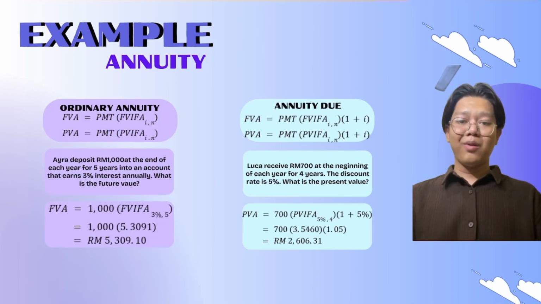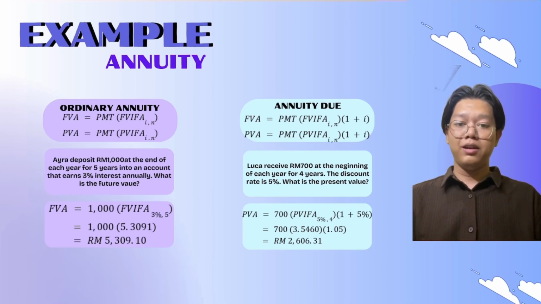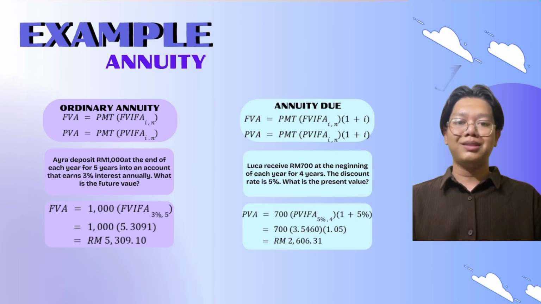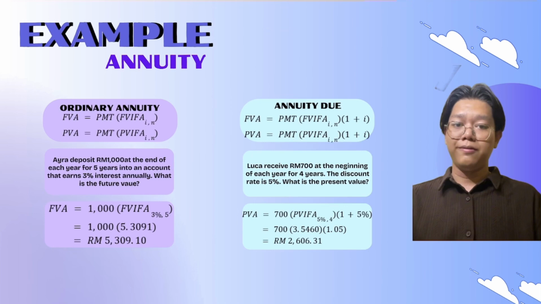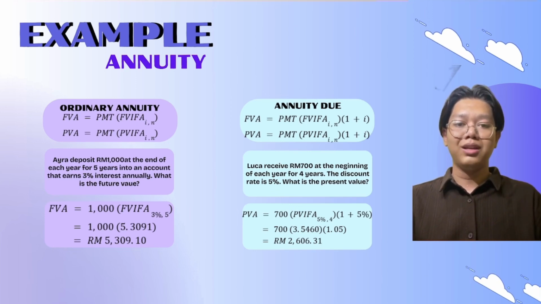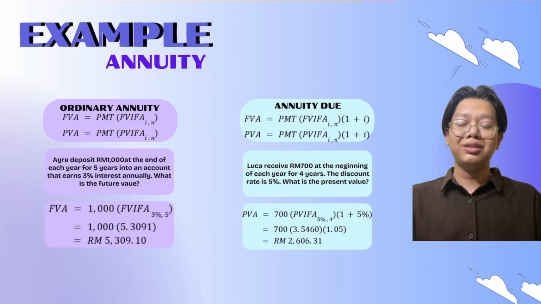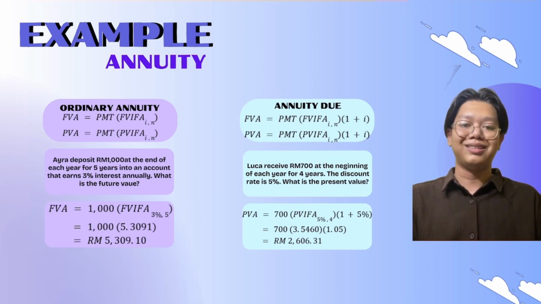Now let's explore the example for annuities. The first one is Ira deposits 1,000 ringgit at the end of each year for 5 years into an account that earns 3% interest annually. This is an ordinary annuity. What is the future value? The answer should be 5,309 ringgit and 10 cents. The second is Luca receives 700 ringgit at the beginning of each year for 4 years. The discount rate is 5%. This is an annuity due. What is the present value? The answer should be 2,606 ringgit and 31 cents.